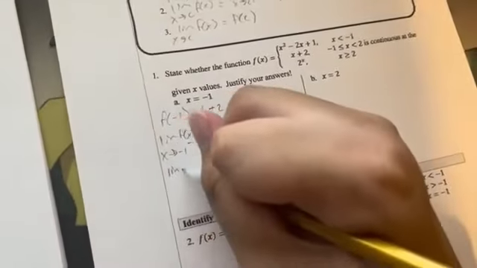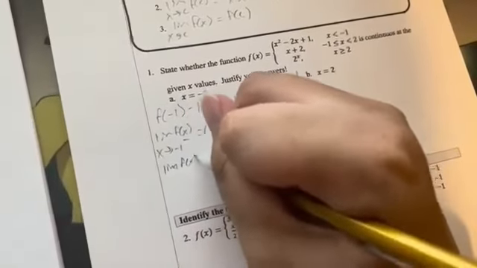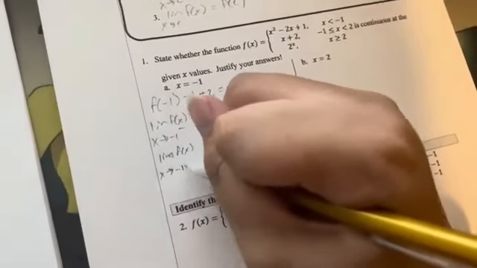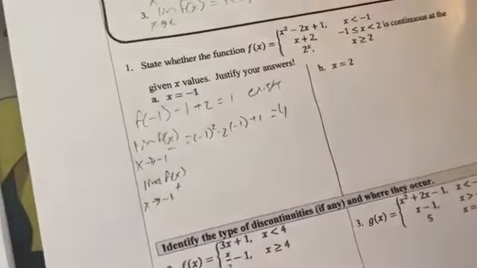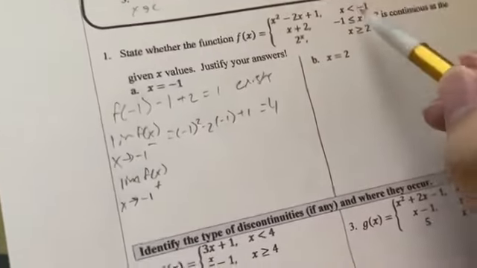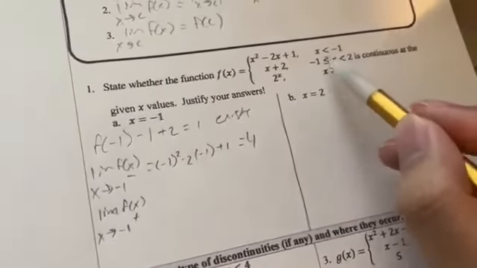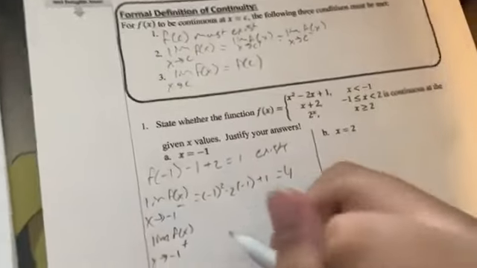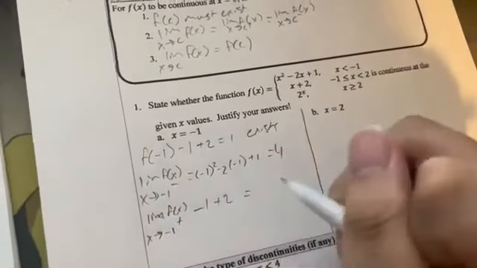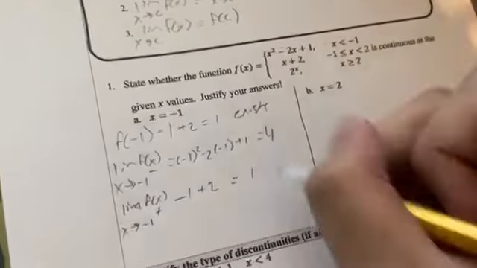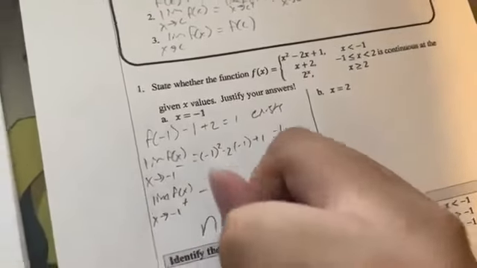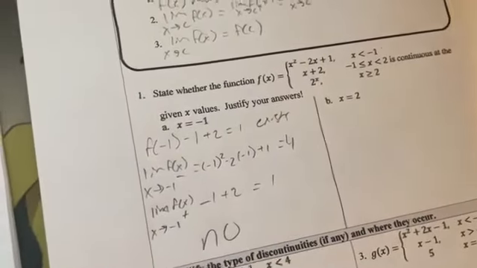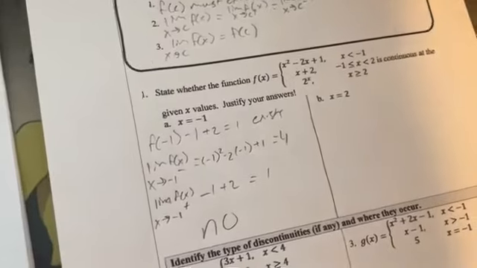And then we want to check it from the right. F of x, so x approaches -1 from the right. Since it approaches from the right, we'll use this equation since x is greater than -1. And -1 plus 2 equals 1. Since they don't match up, no, it is not continuous.